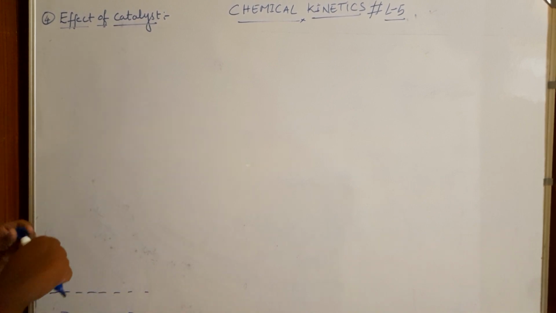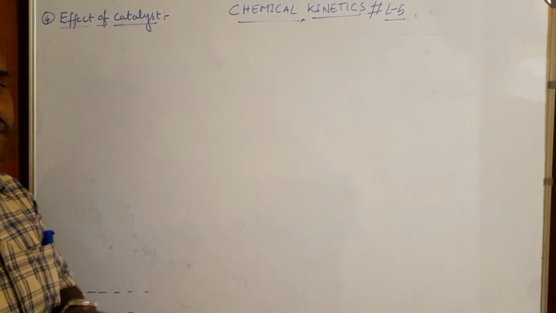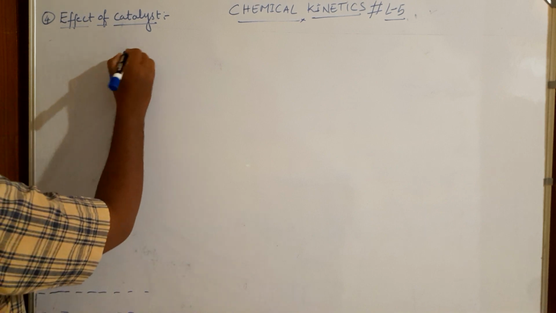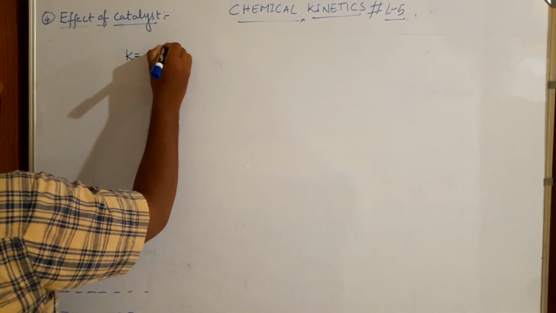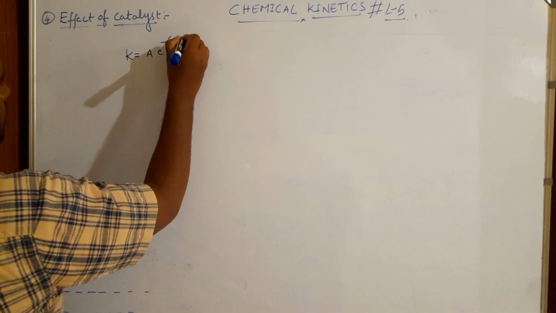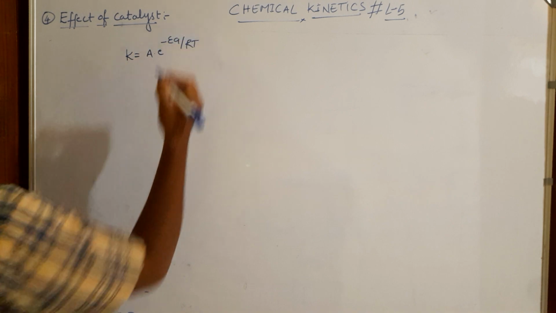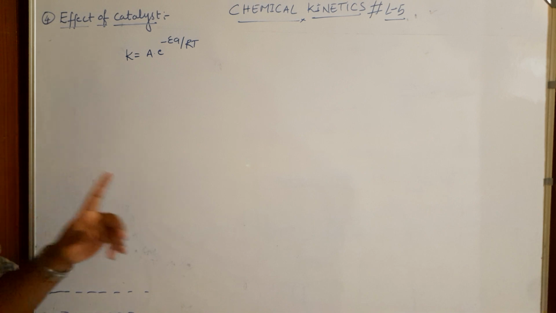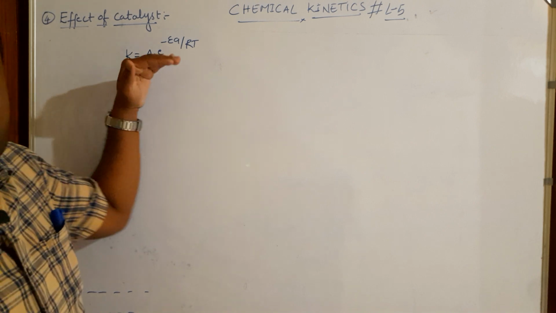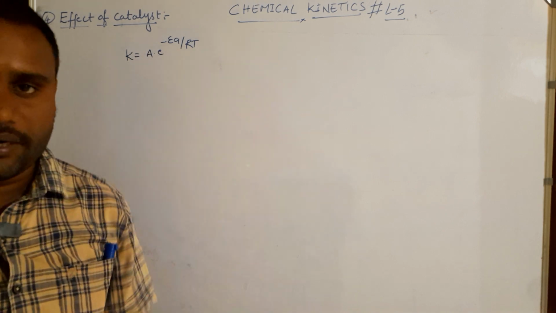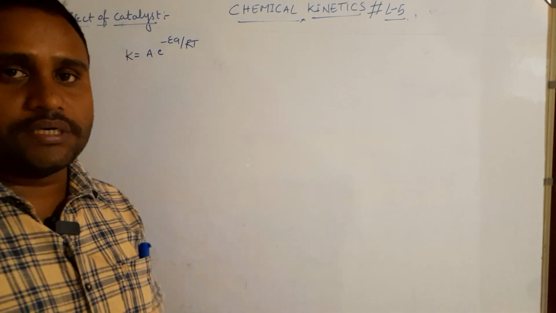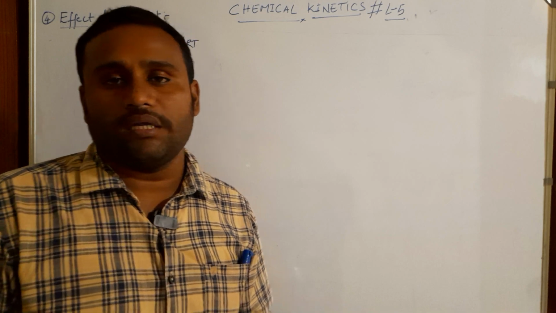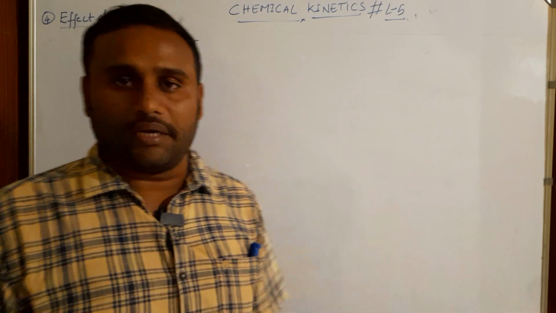So now let us see the Arrhenius equation. We already know the Arrhenius equation: K is equal to A into e to the power of minus EA by RT. Now we are taking this Arrhenius equation at different activation energies, that is, the different activation energies you get when you have a catalyst and without a catalyst.